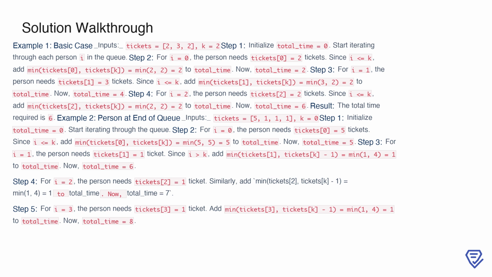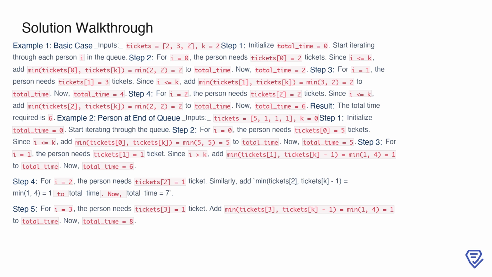For i equals 1, the second person needs only 1 ticket. However, since their position i is greater than k, they can only buy up to tickets[k] - 1, which is min(tickets[1], tickets[k] - 1) = min(1, 4) = 1. Adding this to total_time gives us 6.